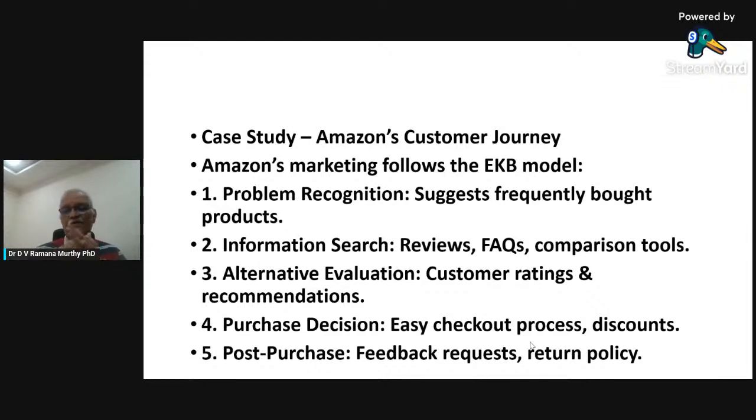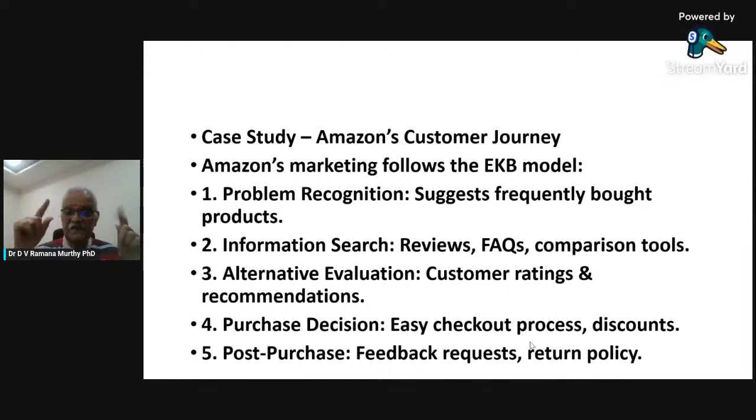Amazon's marketing follows this perfect EKB model. First one, problem recognition, because customers will always be in a fix whether to buy this product or that product, and I want to have a very clear review of the product, or I want to have a comparative analysis. So here in problem recognition, Amazon suggests frequently bought products.